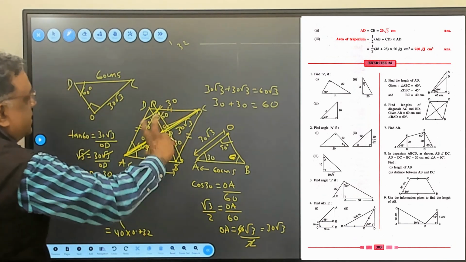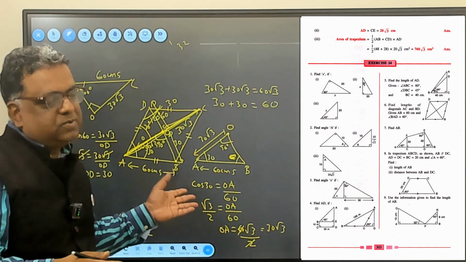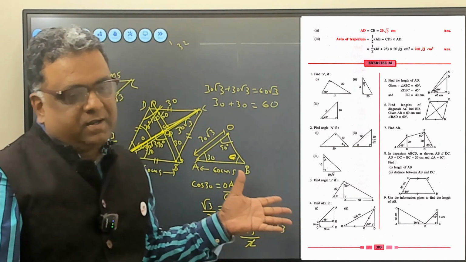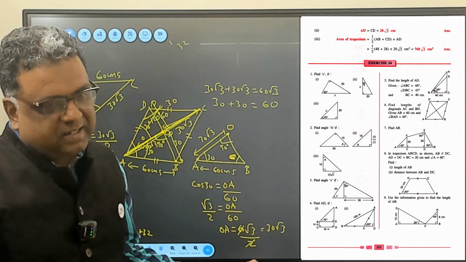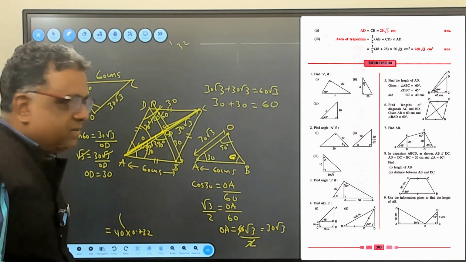So 60 and 60 root 3 are the lengths of the diagonals. We solved this using properties of rhombus, properties of parallel lines, trigonometric ratios, and we could find the answer. Very interesting sum.